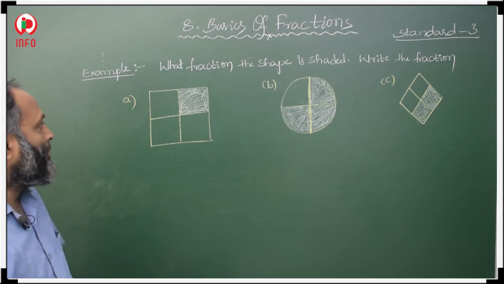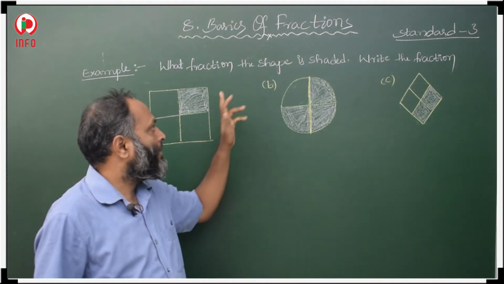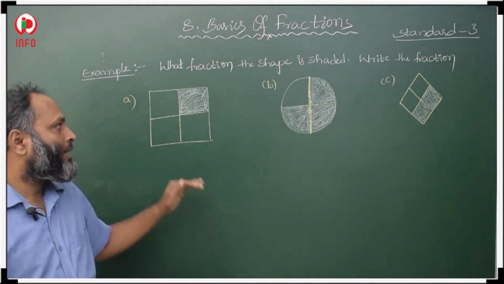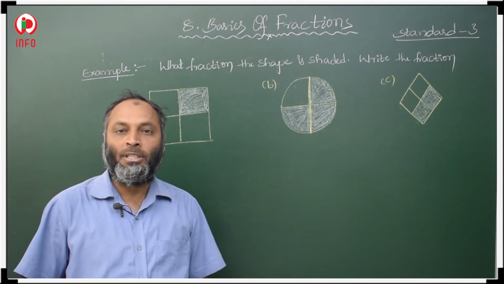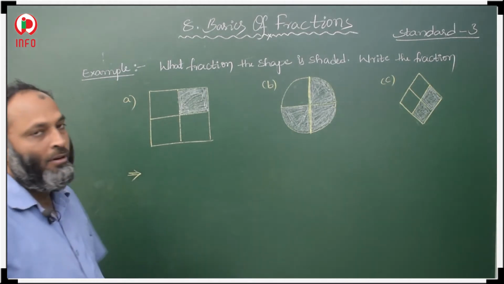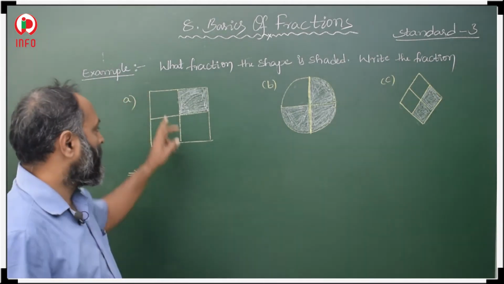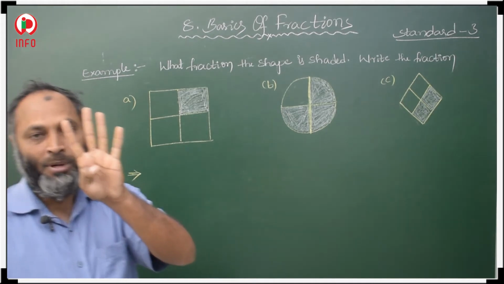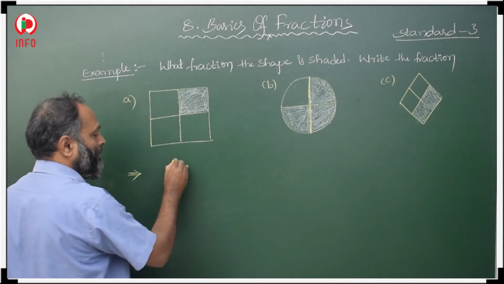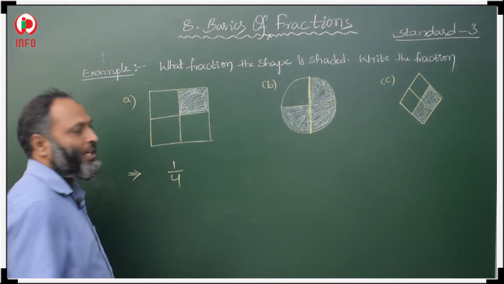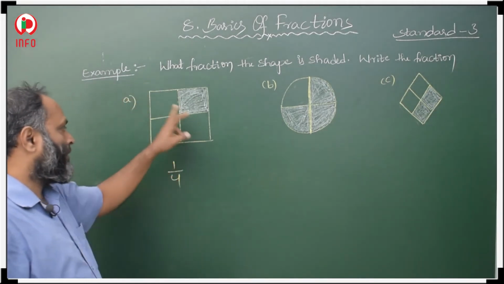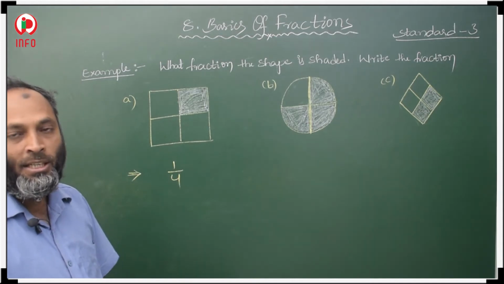So now here, an example. In the example, what fraction of the shape is shaded? Write the fraction. Shaded fraction we have to write. So how to write it? See here, first we have to count how many equal parts there are. 1, 2, 3, 4. 4 equal parts. In that, one part is shaded. That is 1 by 4. We have to write 1/4. This is the shaded portion. Out of these 4 equal parts, one part is shaded. It is 1 by 4.